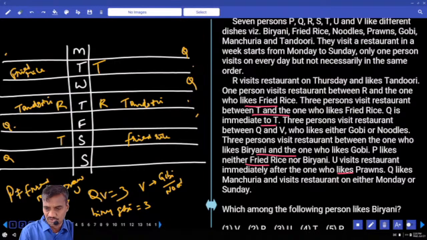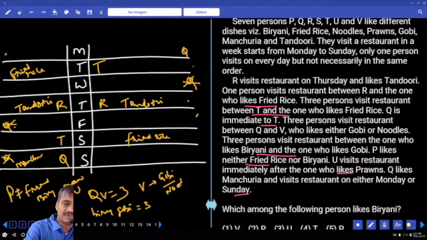And Q likes Manchuria and visits a restaurant on either Monday or Sunday. Whatever this one is, Q cannot be on Friday, and Q must be on Sunday or Monday. Q likes Manchuria. Between Q and V there must be exactly 3. 1, 2, 3, V is here. Again, 1, 2, 3, V will be here.